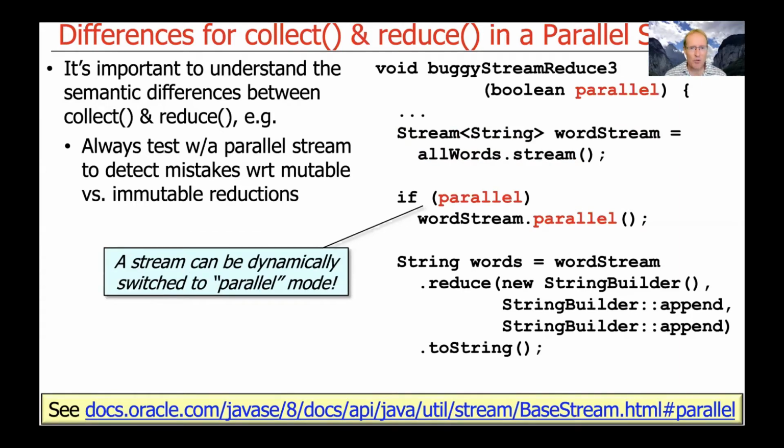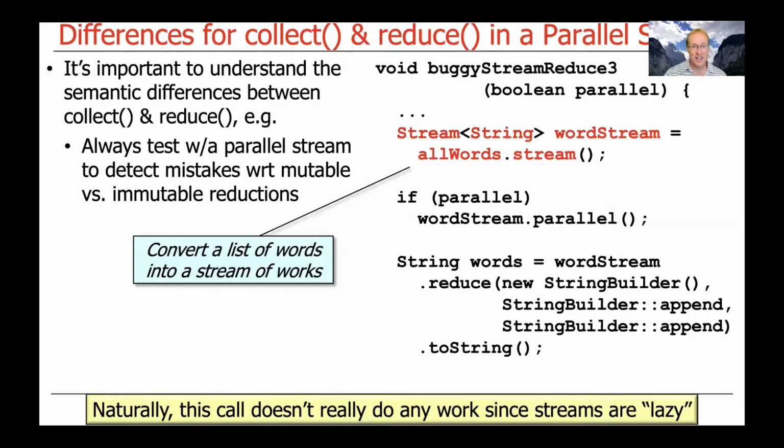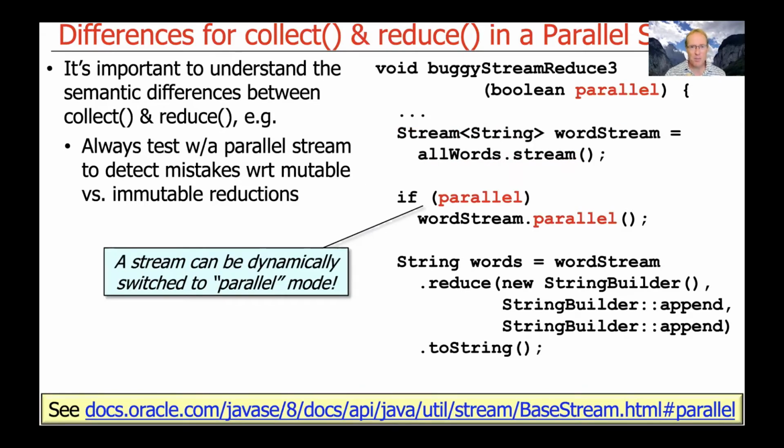Now, depending on whether the parameter passed into this method, the Buggy Stream Reduce 3 method, is true or false, because it's Boolean, then the stream may become a parallel stream. If false is passed in, the stream stays a sequential stream, which is what it started with because we called the stream factory method. But if we pass in a parameter that's true, then we're going to convert this stream into a parallel stream. And this is actually a pretty good idiom to be aware of. You can dynamically toggle between sequential and parallel streams simply by passing in a parameter and doing a trick like this, where you create a stream and then you conditionally make it a parallel stream. Otherwise, it stays a sequential stream.